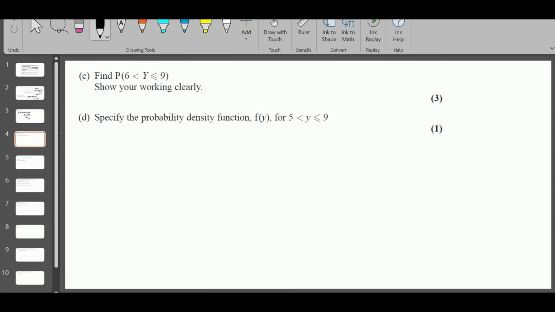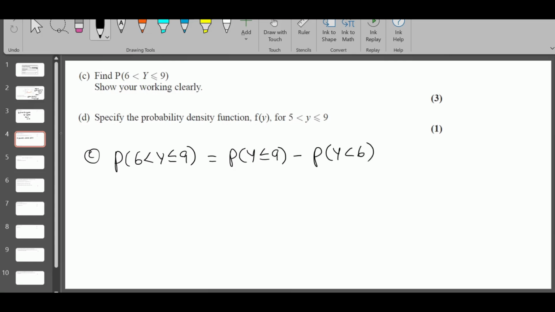Part C now, find P of 6 less than Y less than or equal to 9. We can write it as P of Y less than or equal to 9 minus P of Y less than 6. We know in cumulative this is F of 9, because F of x is P of X less than or equal to x. Whether there is an equal or not doesn't matter because it's a cumulative continuous random variable. So minus F of 6. We need to calculate F of 9 minus F of 6.